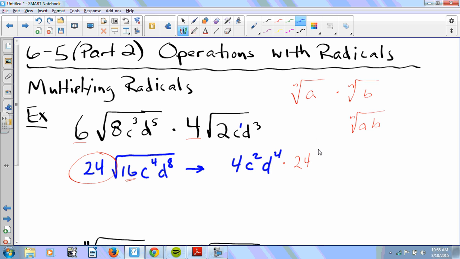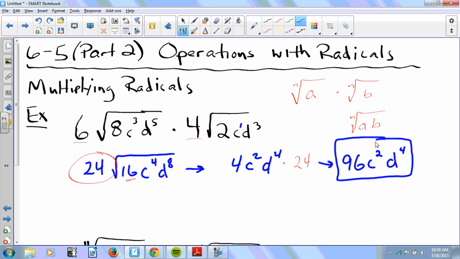And then we just multiply the leftovers. So 4 times 24, you get 96. And then you have c squared and d to the 4th power. That would be your final answer. There's no negative exponents. There's no radicals left over. Everything is simplified as it can be.